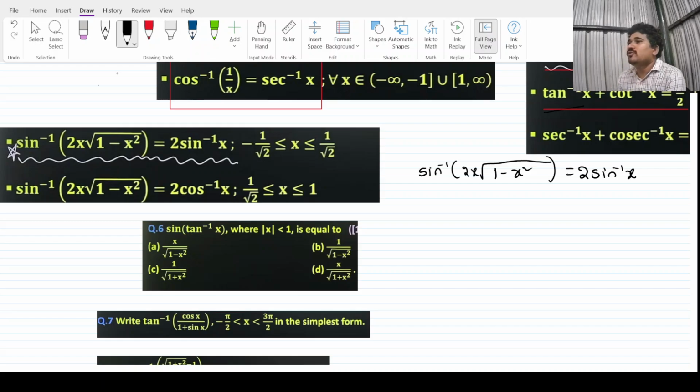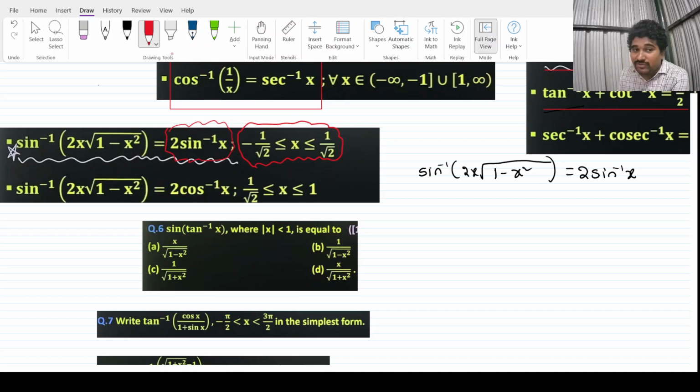See here, we'll prove it and we'll remember it as a property. In differentiation, we need this. And remember this also: when x is between minus 1 by root 2 and 1 by root 2, you should get the output as 2 sin inverse x. Because in differentiation it will come in the final answer.